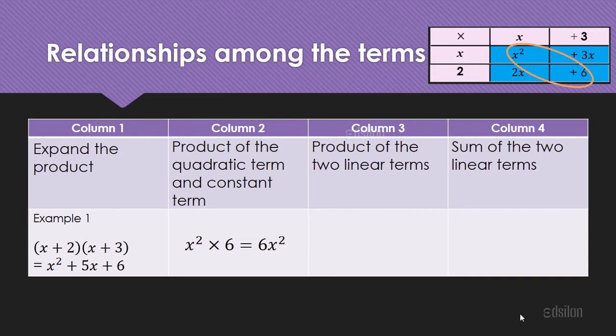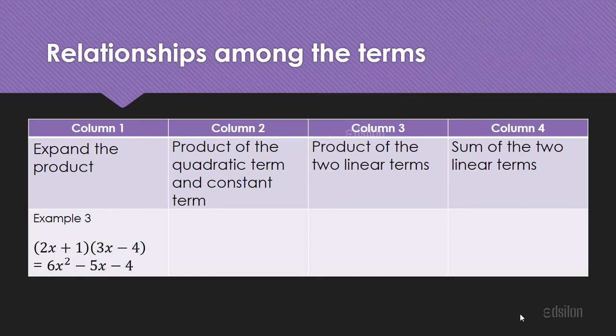In column 3, which asks for the product of these two terms, we write 3x times 2x equals 6x squared. Column 4 asks for the sum of these two linear terms. We write 3x plus 2x equals 5x. Now, I'd like you to try the next example.